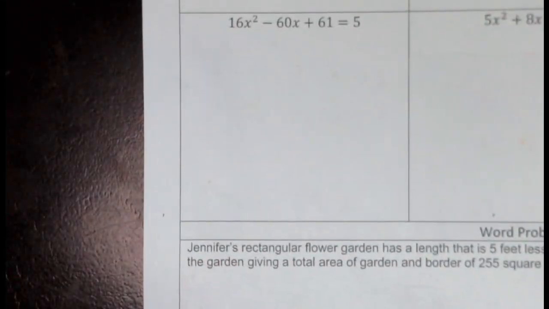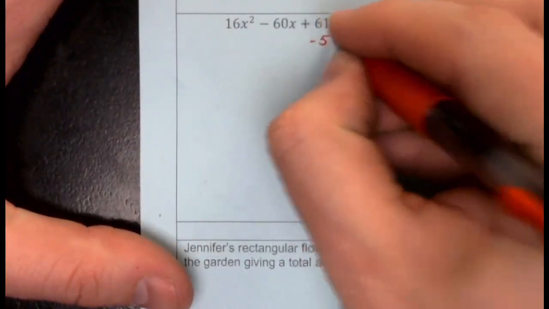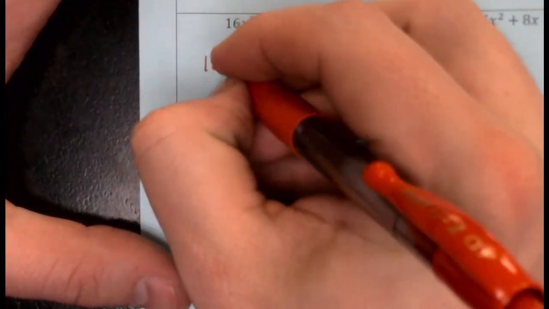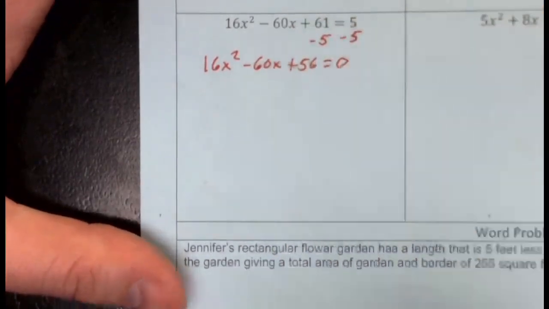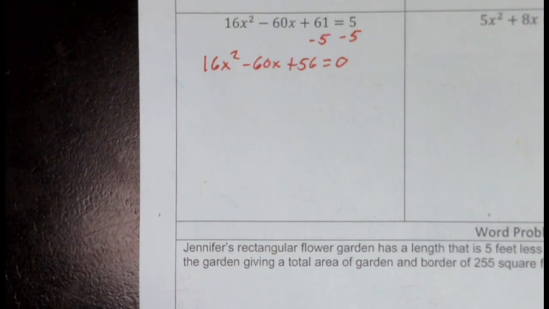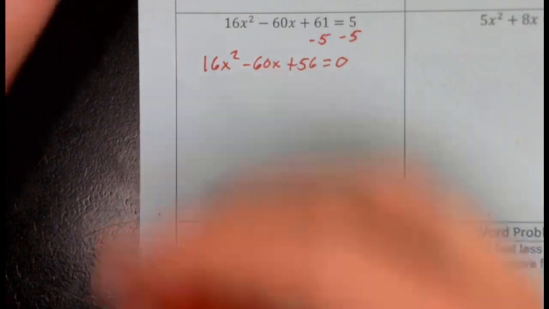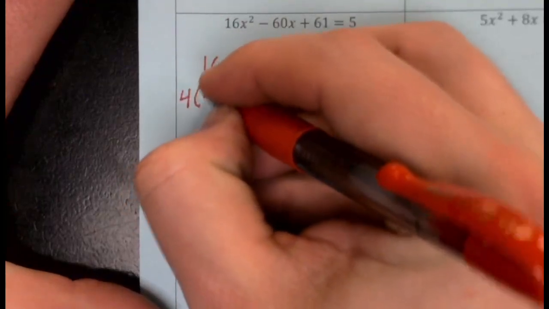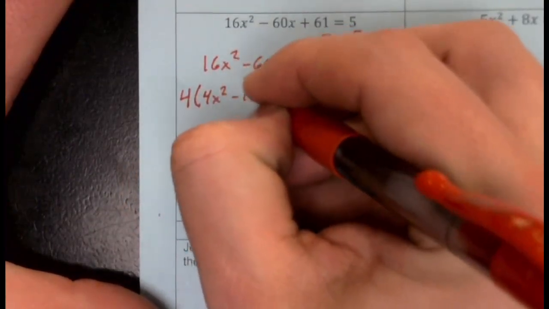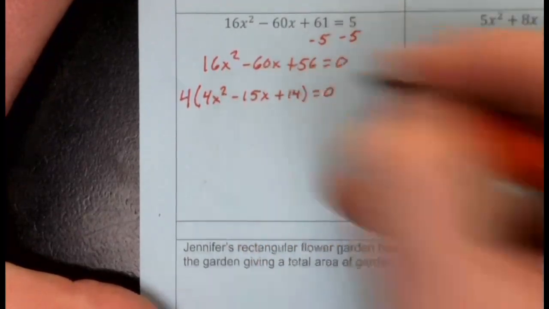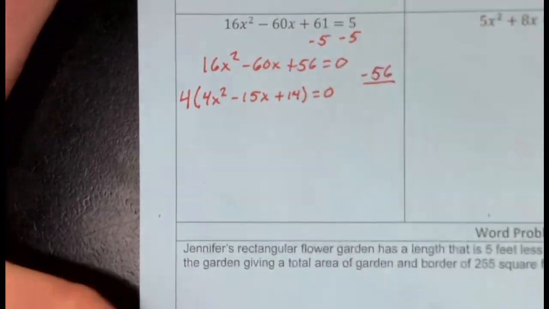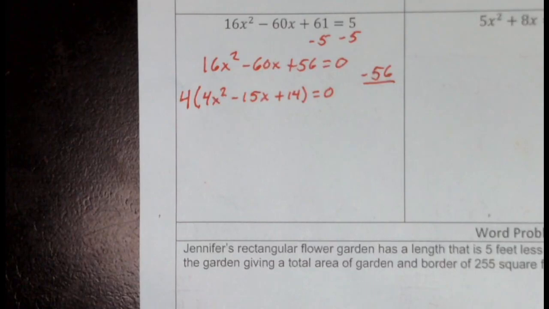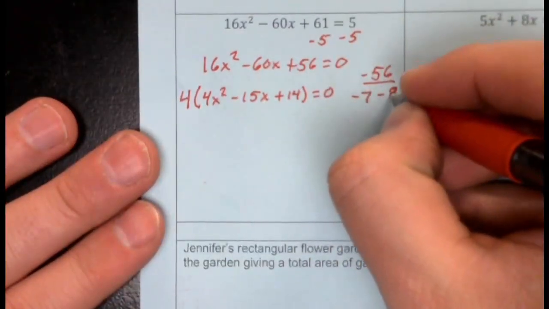Bottom left question, before I solve anything, it has to be equal to 0. So I'm going to subtract 5 from both sides. I get 16x squared minus 60x plus 56 is equal to 0. I see a greatest common factor of 4. So it gives me 4x squared minus 15x plus 14. So I need two numbers that multiply to negative 56 that add to negative 15. That's a negative 7 and a negative 8.